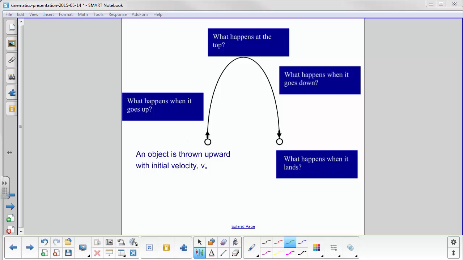Consider an object, like a baseball perhaps, that is thrown upwards with initial velocity of v0. So right over at this position here, it is thrown up. It goes up in a trajectory and then comes down. So, some questions. What happens when it goes up in terms of its velocity and acceleration? What happens at the top? What happens when it goes down? And what happens when it lands? Take a few minutes and discuss your thoughts about this.